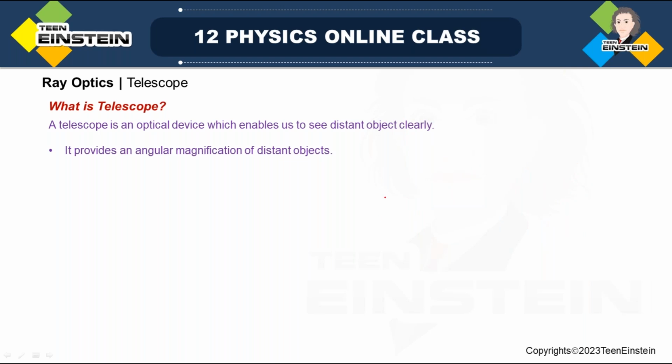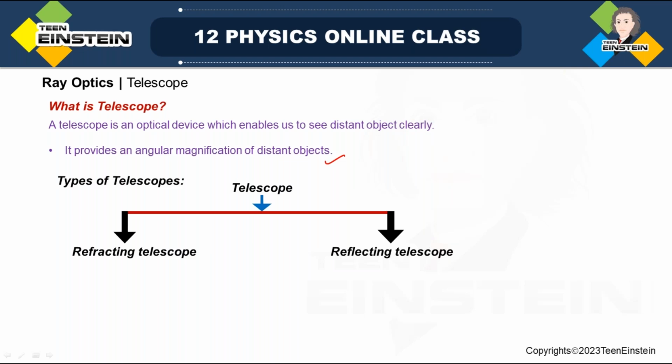So we have learned what a telescope is and what it actually does. It increases the angular magnification of any distant object. That is the job of a telescope. Now we'll see there are different types of telescope. Construction wise, telescopes are of two types. One is refracting telescope, another one is reflecting telescope.